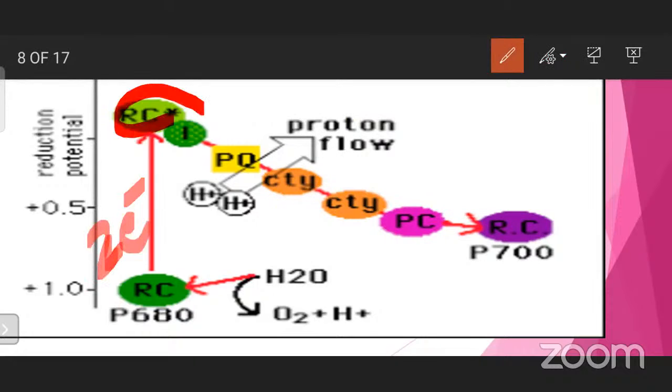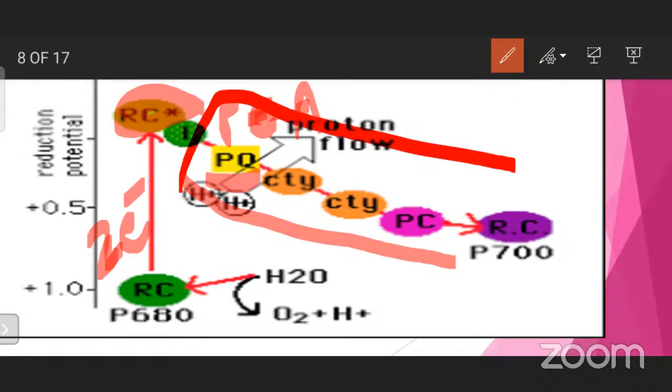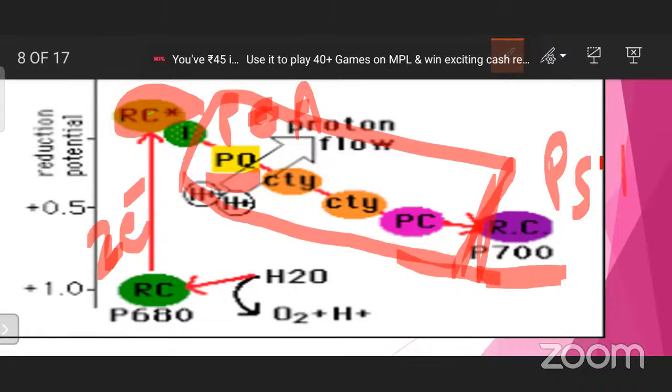It is taken by the primary electron acceptor, which is going to accept it, and it is none other than plastoquinone. PQ stands for plastoquinone, and it will not absorb, it will be helping in transporting that electron. You can see here in PS2 clearly: plastoquinone, cytochrome, plastocyanin, and here P700. P700 is none other than PS1.